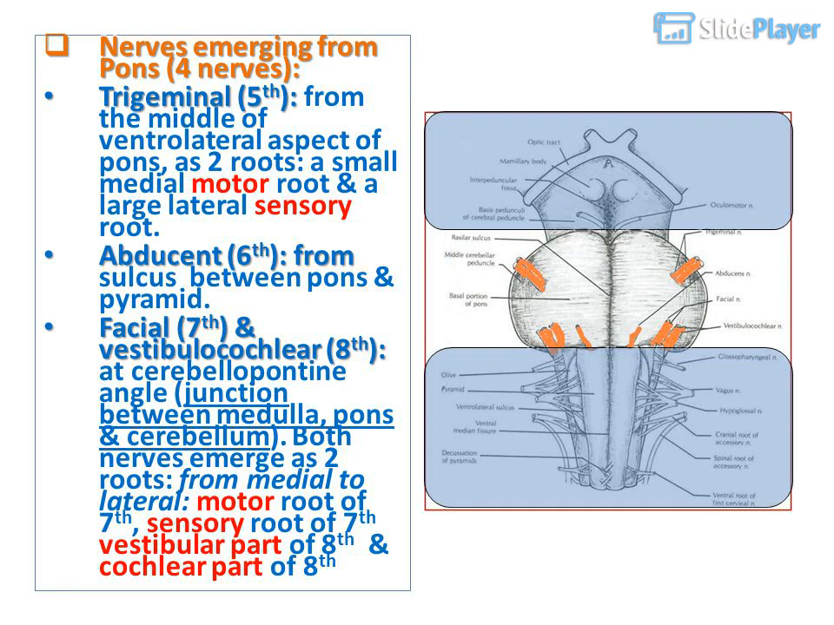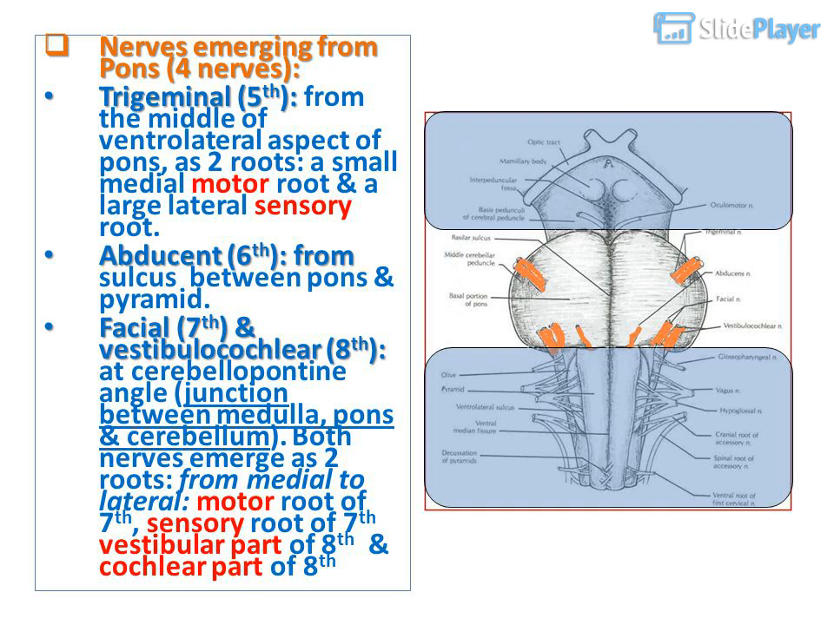Nerves emerging from pons, 4 nerves. Trigeminal, 5th, from the middle of ventrolateral aspect of pons, as 2 roots, a small medial motor root and a large lateral sensory root. Abducent, 6th, from sulcus between pons and pyramid.